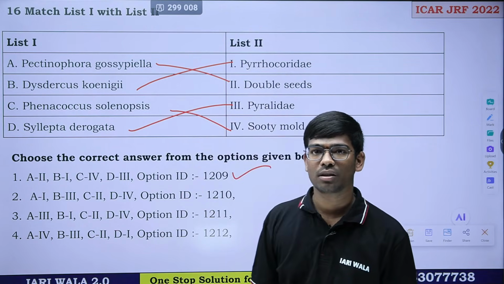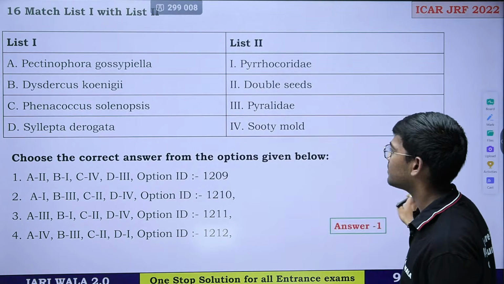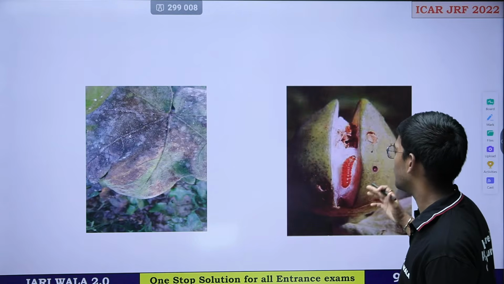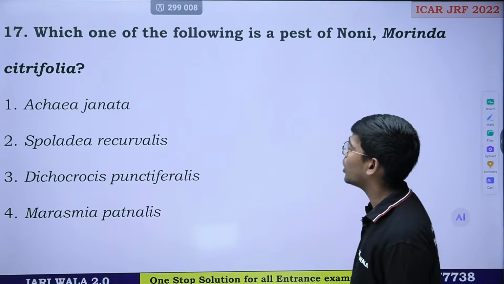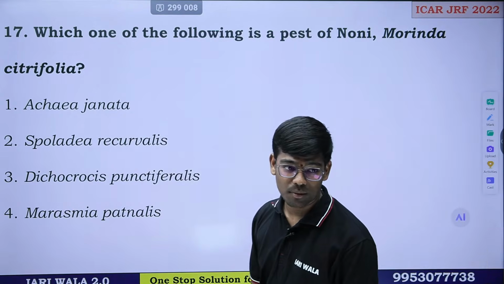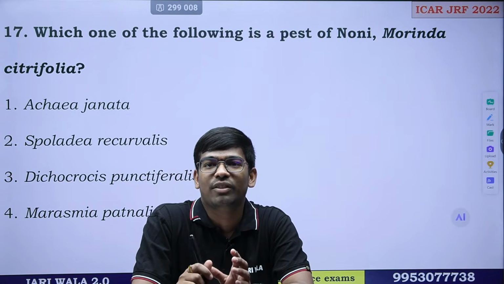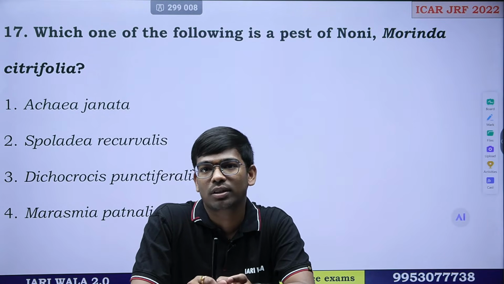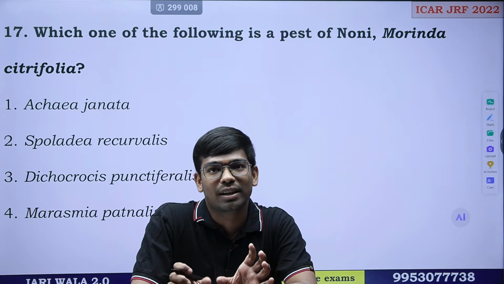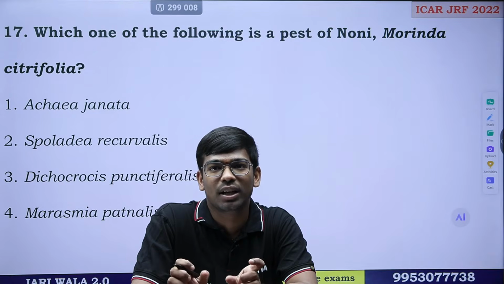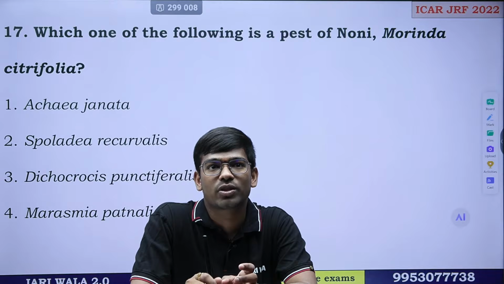Most of the students gave the correct option 1. Sooty mold symptom, and double seed formation, pink bollworm. So which one of the following is a pest of Noni, Morinda citrifolia? Usually we will not read the pests of Noni fruit, but in describing the pest's alternate host or secondary host, we will give that. Can anyone know this answer? 17th question.